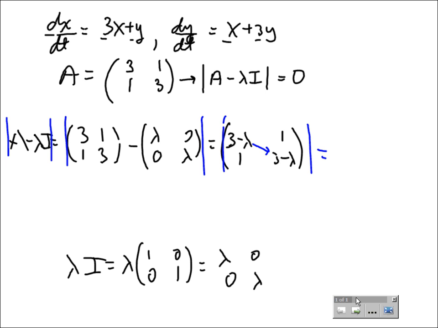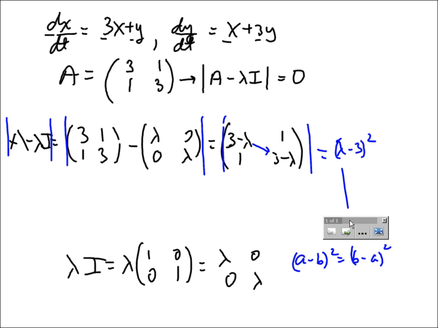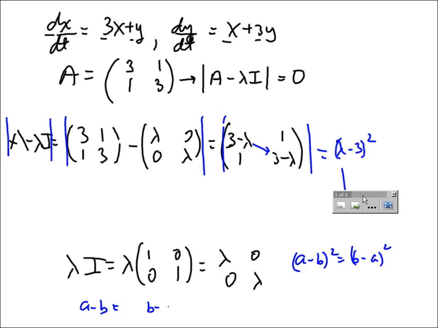which is that product, 3 minus lambda squared, but I'll write it as lambda minus 3 squared. Remember, a minus b squared is the same as b minus a squared. Why is that, you ask? Well, here's a very quick proof. We know that a minus b is b minus a with a negative in front. Call it a negative 1. So if you square the left side, you can square the right side.